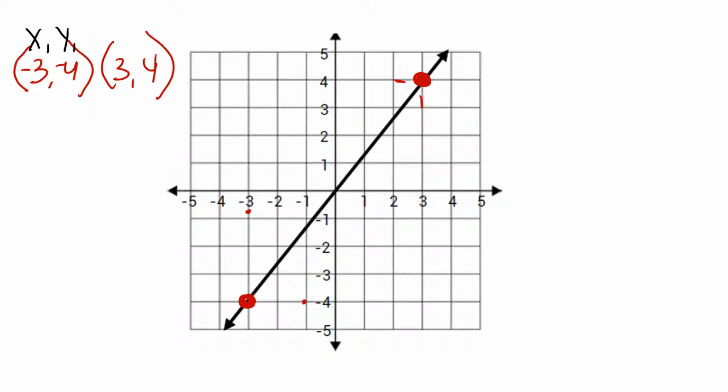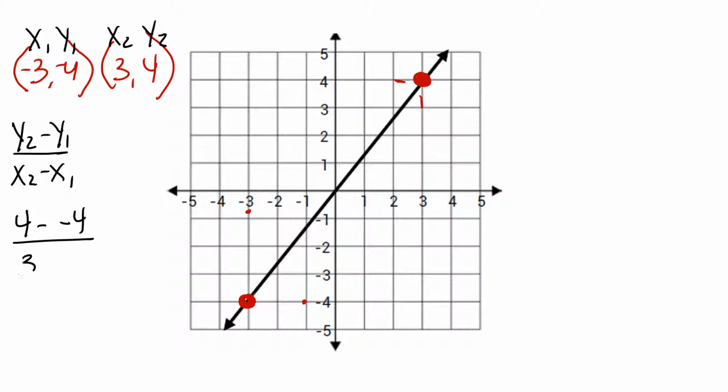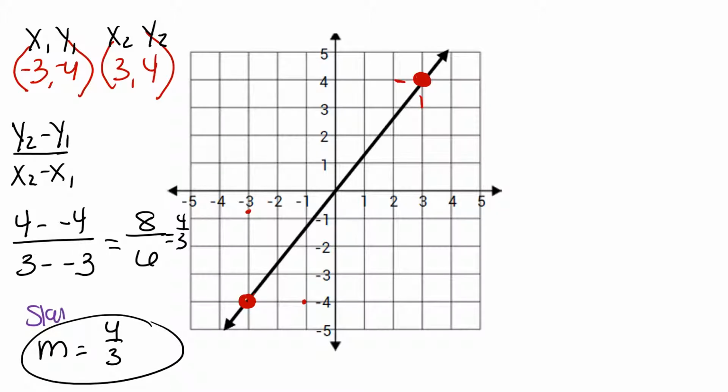We label them x1 and y1, x2 and y2. We plug it into the slope formula, y2 minus y1 over x2 minus x1. y2 is 4, y1 is -4, x2 is 3, x1 is -3. 4 minus -4 is 8, 3 minus -3 is 6. We can simplify that. 8/6 simplifies into 4/3. Our slope, m, is 4/3. Remember, it's also called the rate of change.